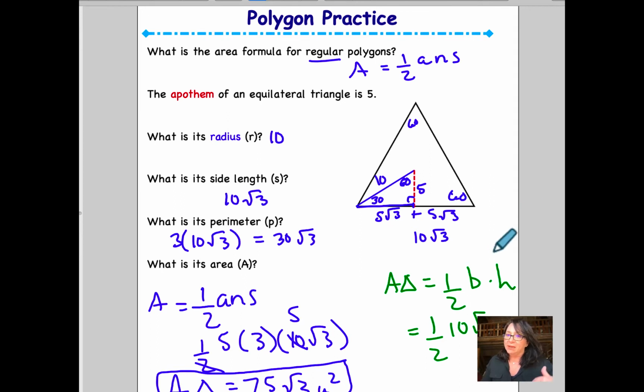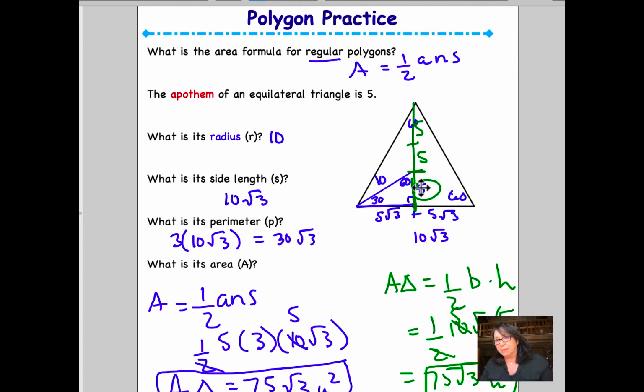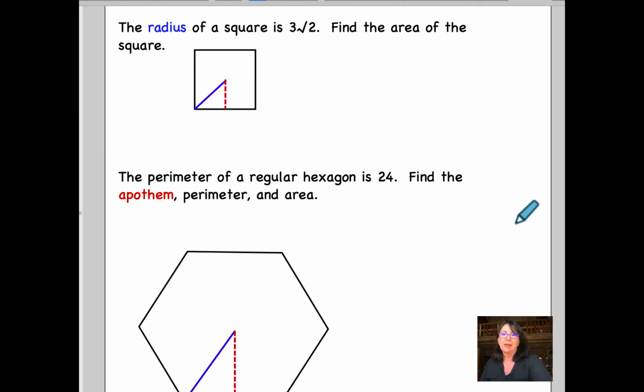But my height, be careful, because if my apothem, based on an equilateral triangle, this length right here is 1/3 of this whole length. So that would be 5, 10, 15. So my height is actually 15 units. And so 2 divides into 10, 5 times 15, also 75. And then we have root 3 units squared. So either way that you do that, just remember that if you're using the apothem, it's 1/3 of the whole length. So you would just multiply by 3 to get that length.